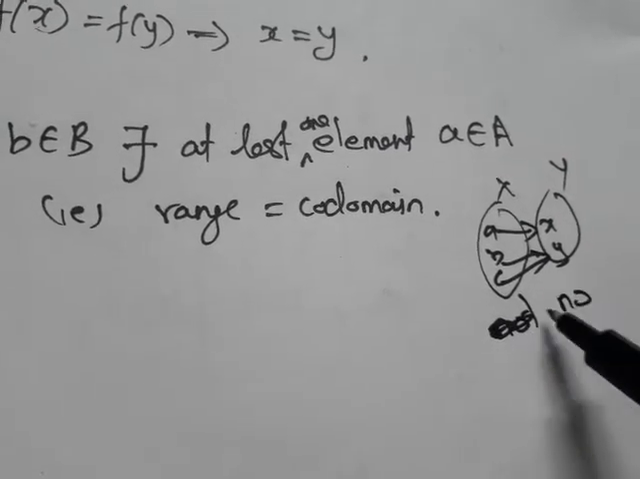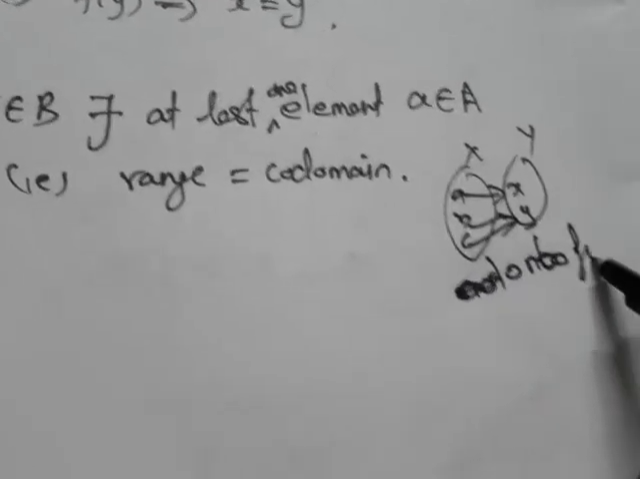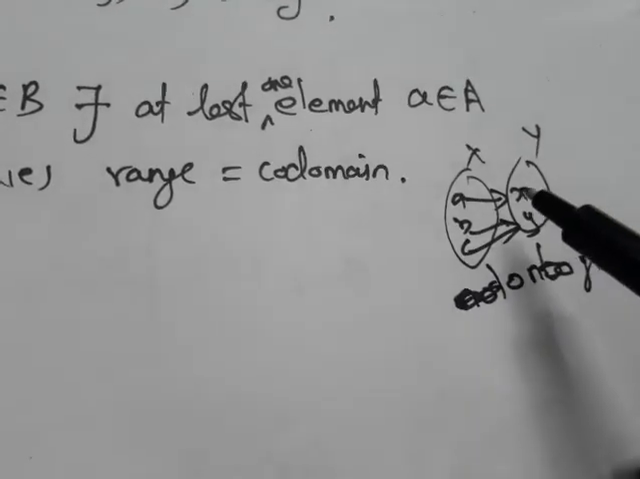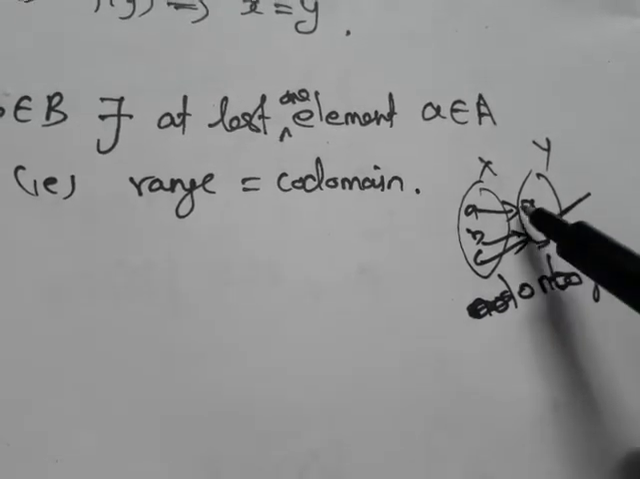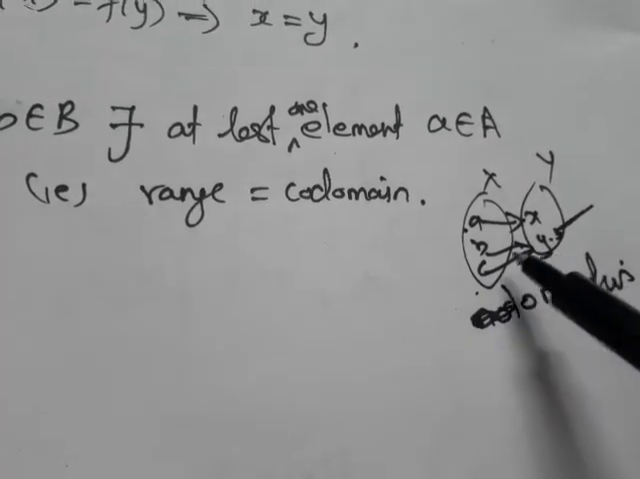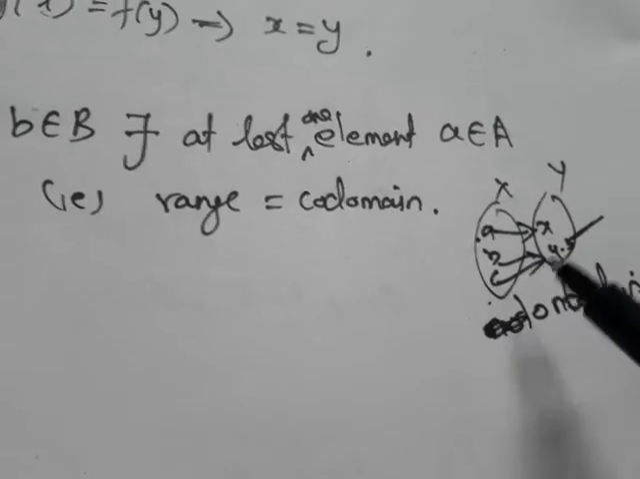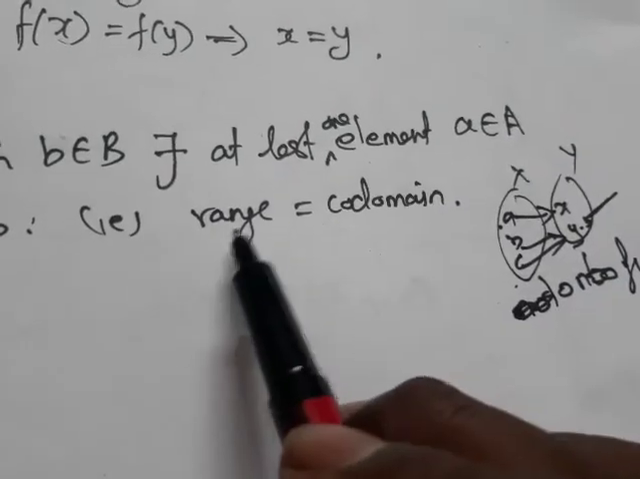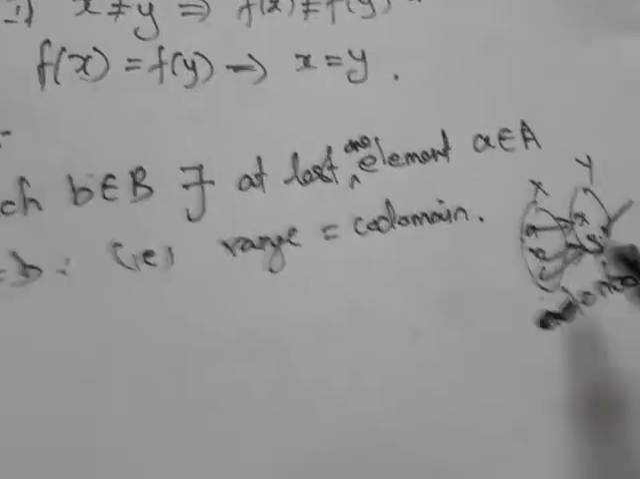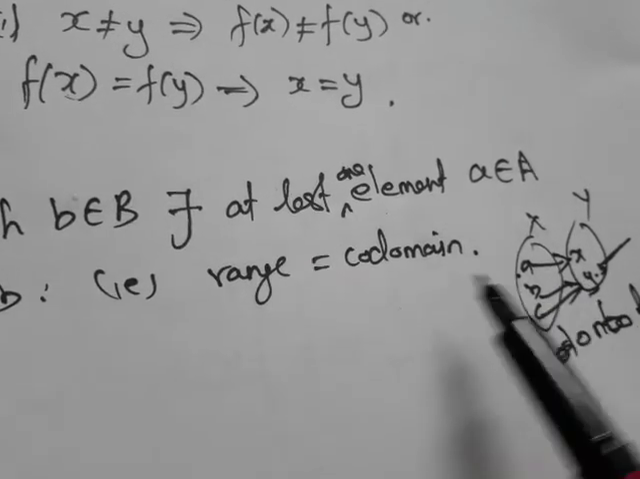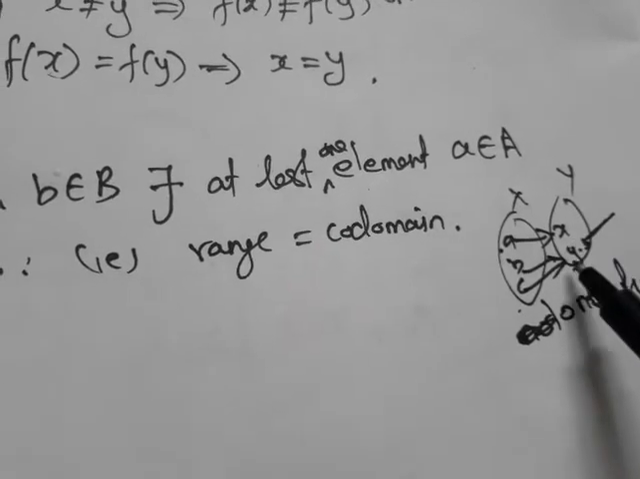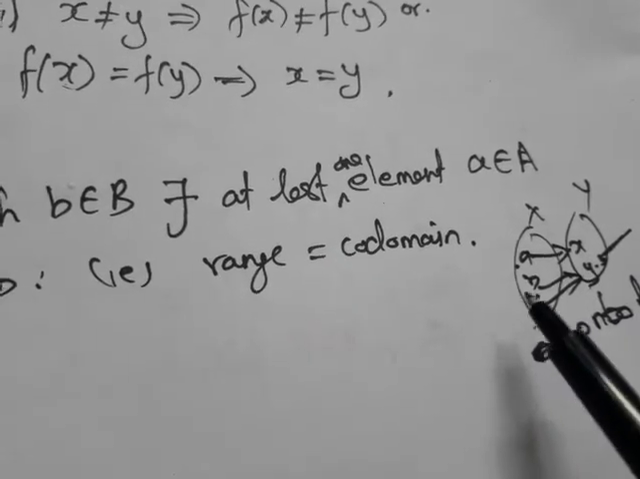What do you mean by onto function? Every element in the codomain has a pre-image in the domain. So range equals codomain. Easily we can understand: what do you mean by range? The values connecting with the codomain elements are called the range. So if every element in the codomain has a pre-image in the domain, that is called an onto function.